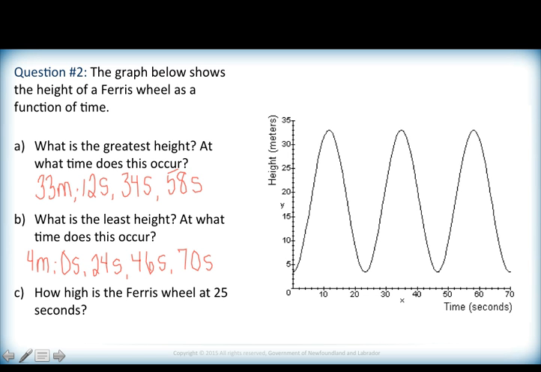And our last question, how high is the Ferris wheel at 25 seconds? So we're looking at 20, 22, 24, in between 25. So we're looking at close to about 4 meters. So 4.5 meters is the height at 25 seconds.